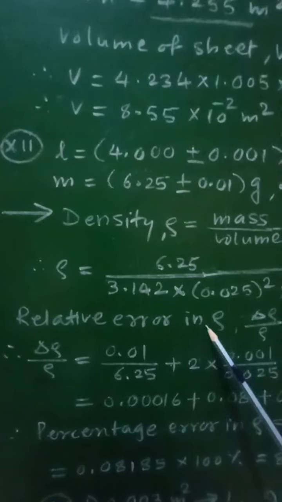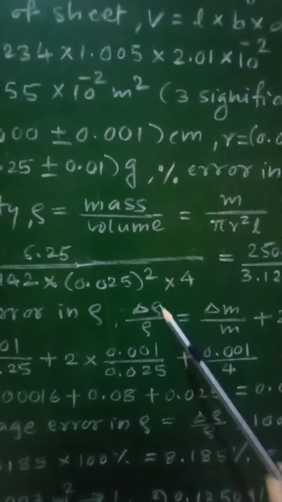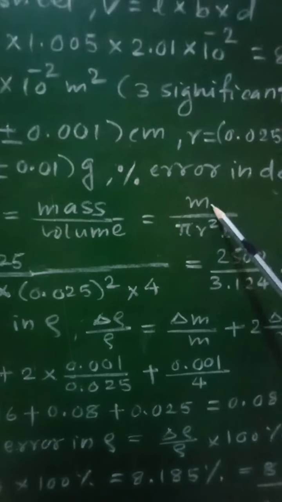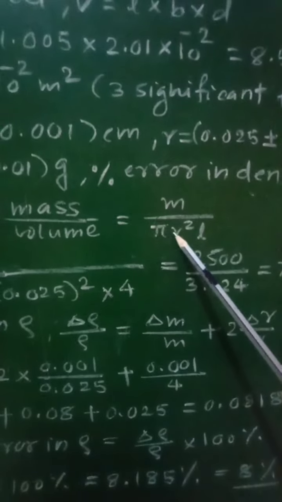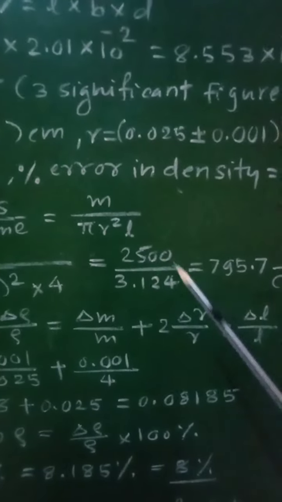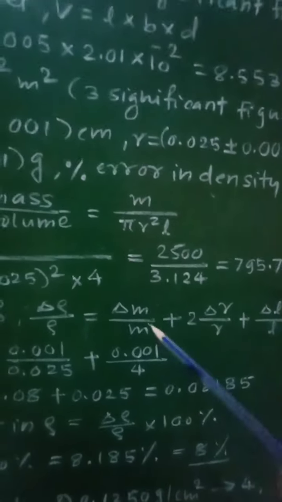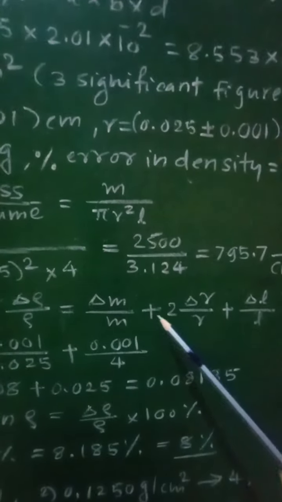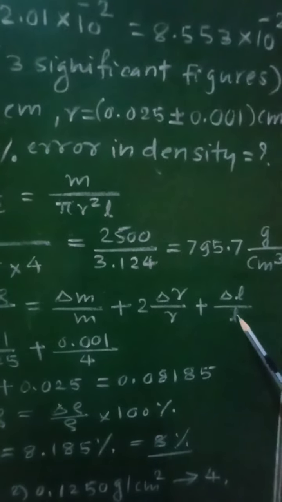Relative error in density, that is delta rho upon rho, which will be given from this formula as delta m upon m plus 2 into delta r upon r plus delta L upon L. That is, delta rho upon rho will be equal to delta m upon m plus 2 into delta r upon r plus delta L upon L.